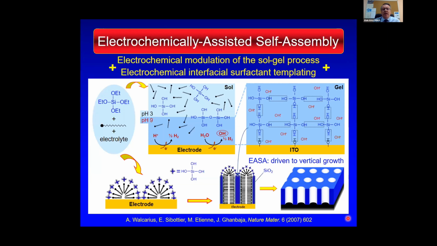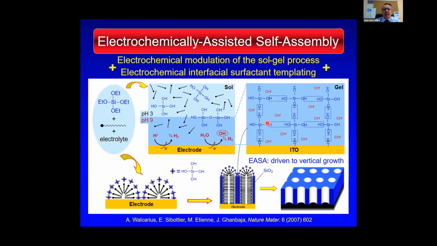Actually, it combines 2 processes, the electrochemical modulation of the sol-gel process and the electrochemical interfacial surfactant templating. We start from a hydrolyzed sol at pH 3 containing the tetraethoxysilane in the presence of a cationic surfactant. And when applying a negative potential to the electrode surface, we generate OH minus and we increase pH only at the electrode solution interface. And this induces the polycondensation of the silica.